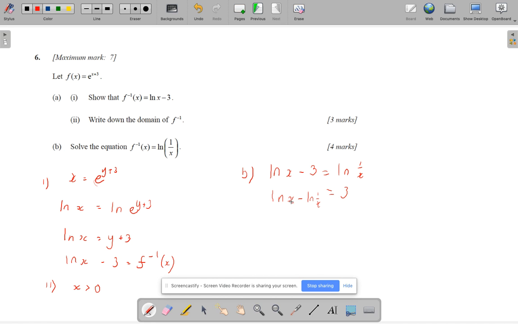Now, when I've got take away, I can do this one divided by this one and turn it into a single logarithm. The single logarithm becomes x divided by 1 over x, which becomes x squared, equal to 3. Now, when I rearrange that, the natural log has a base of e. So x squared is equal to the base of this log, e to the power of 3. And finally, if I take the square root of both sides, I'm left with x is equal to e to the power of 3 over 2.